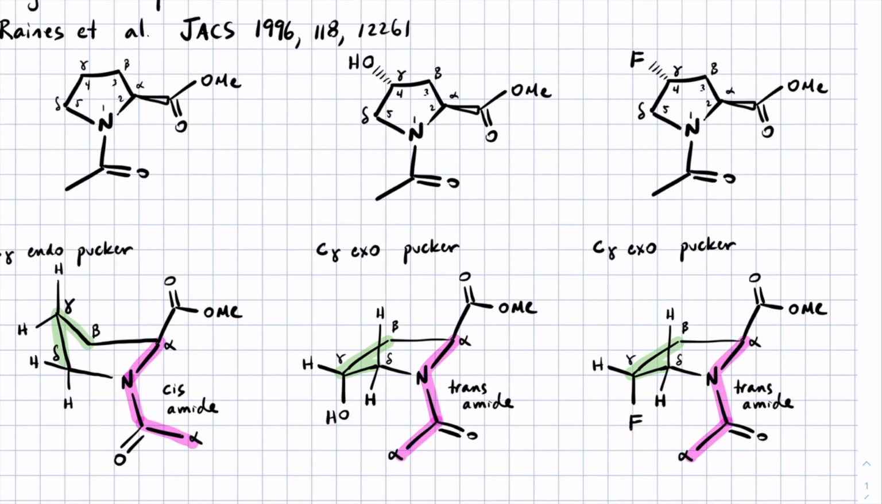But there's something else actually going on with the oxygen and with the pi system of this ester that we'll talk about, I think, when we get to the non-covalent interactions chapter. It's thought that the C-gamma exopucker actually facilitates an interaction between this oxygen and this carbon. So that's just an aside.